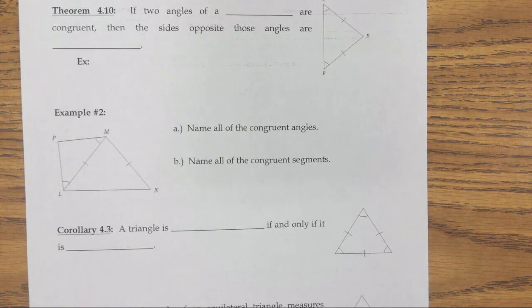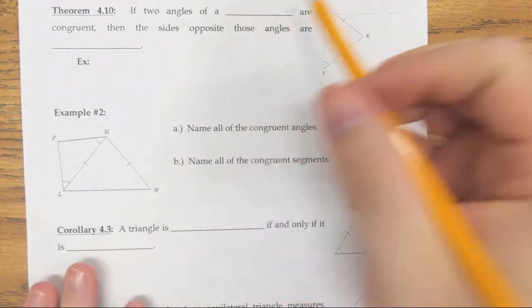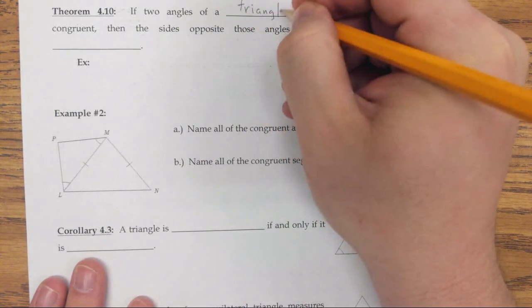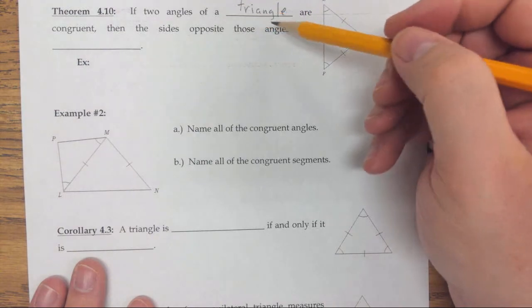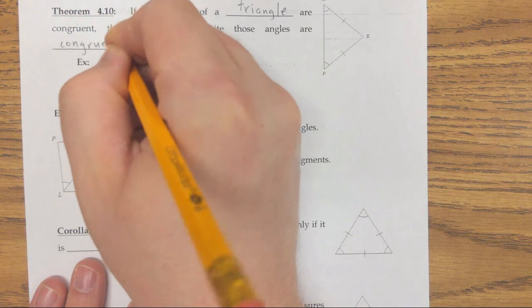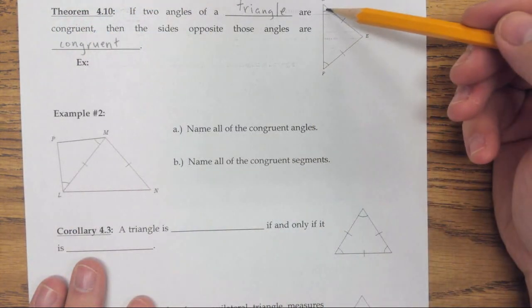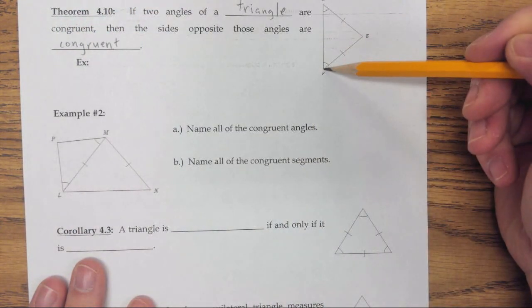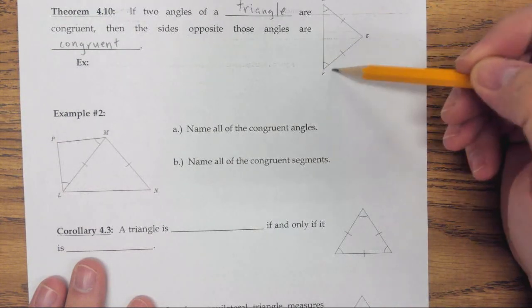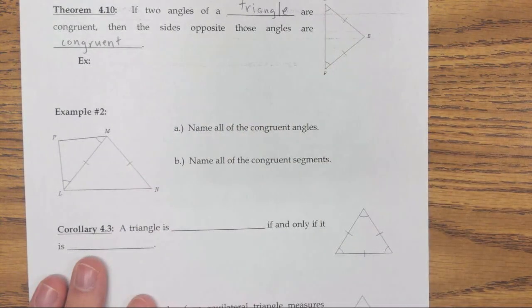Here's another theorem. Sometimes this is called the converse isosceles triangle theorem. And all it says is that if two angles of a triangle are congruent, then the sides opposite those angles are congruent. So we've got angle D and angle F that are congruent. So then DE and EF are congruent, and then this is an isosceles triangle. Okay.